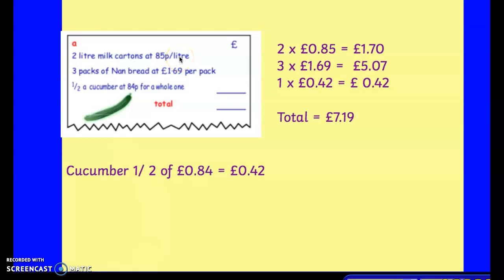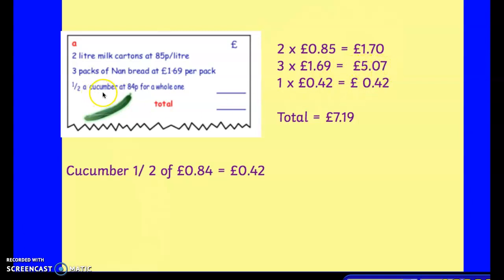So to calculate the total price of that, we have to do 2 times 85 pence because it's 2 litres. And the 85 pence here is only the price for 1 litre. That gives us £1.70. Now we have 3 packs of naan bread at £1.69 per pack. So to work out our total for this line, it is 3 times 1.69, which gives us £5.07.